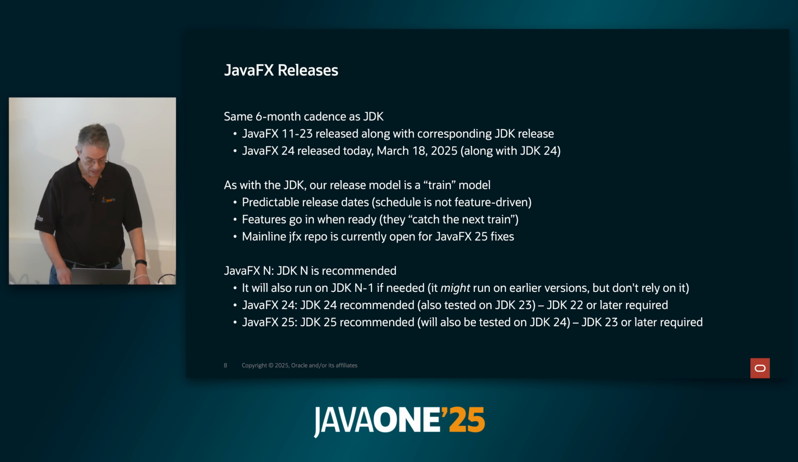Our release model is a train model, just like the JDK. So the features get in when they get in. So I can't tell you what's going to be in Java 25, although I'll show you a list of things we're working on. They will catch the next train, and so when they get released, if they're there in time, then they'll make that version of JDK.